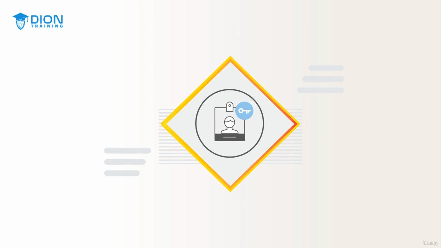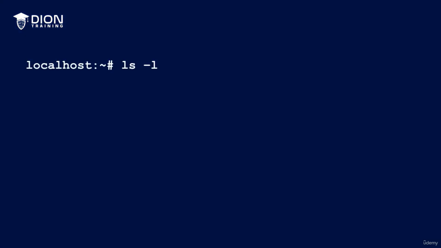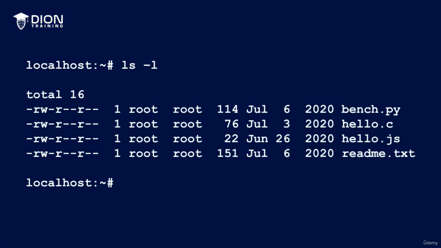To see what permissions are set on a file or directory, you can use the ls command. Remember, the ls command is the list command. So if you type ls -l, this is going to give you a long list of all the files and directories in your current working directory. Each item in that list contains 7 columns, 3 of which display permission information.